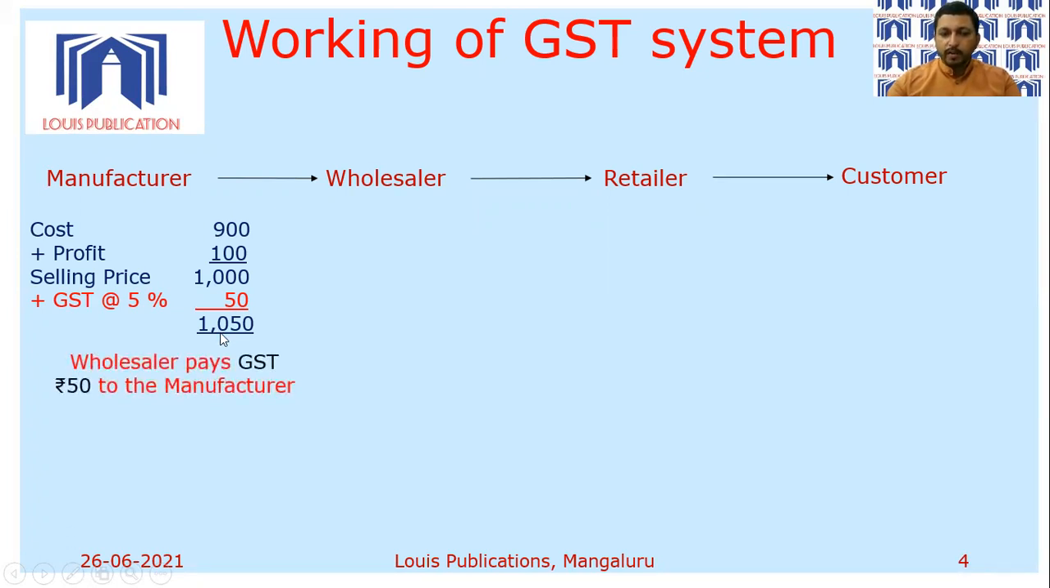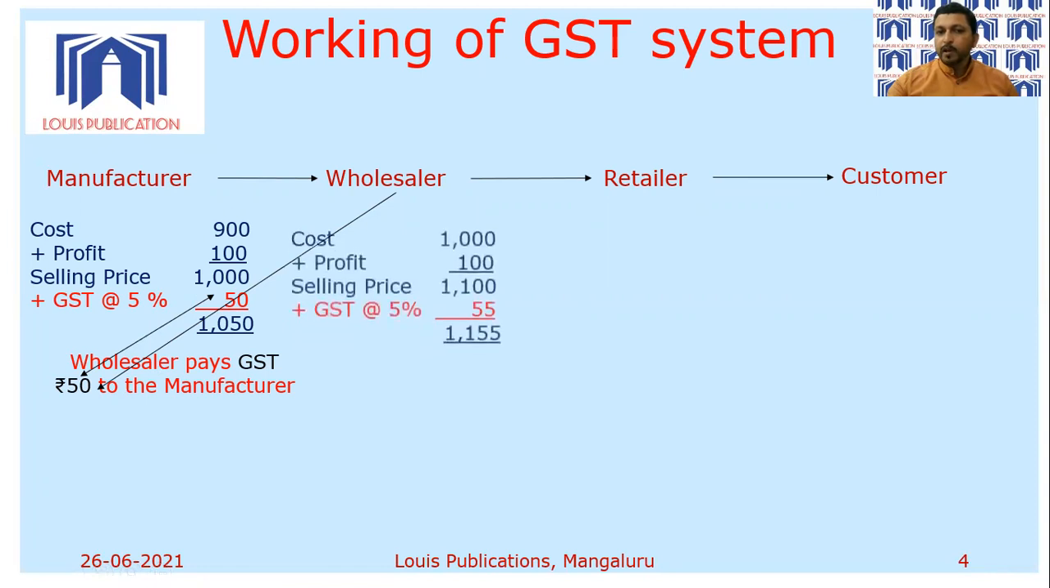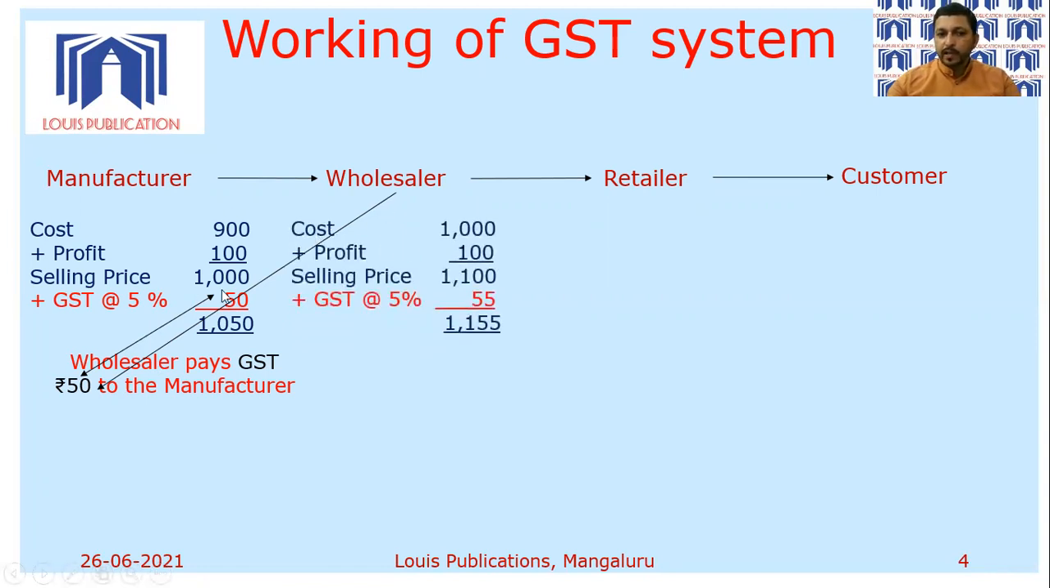Now, in this 1050, the wholesaler pays GST of rupees 50. We are focusing only on the GST portion, and this 50 rupees is shown right here. So the GST amount collected from the wholesaler is 50 rupees. The selling price of the manufacturer will become the cost price to the wholesaler. So the selling price is 1000 rupees, and the cost to the wholesaler will be 1000 rupees.